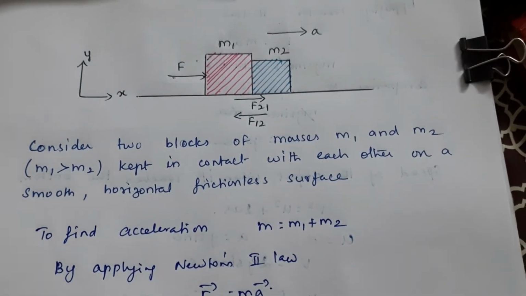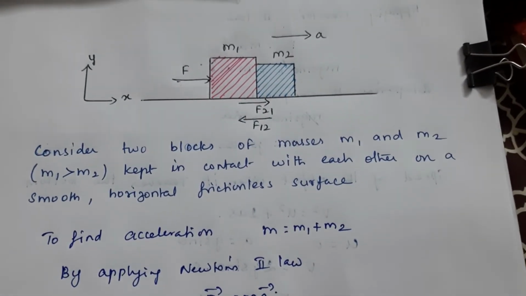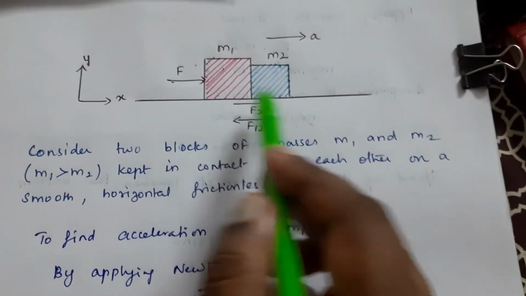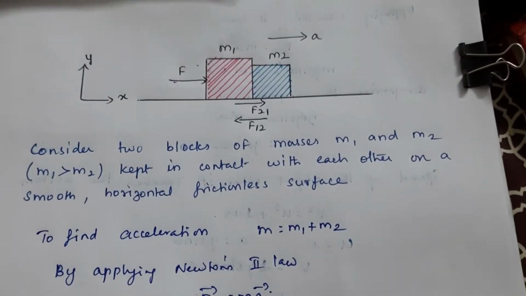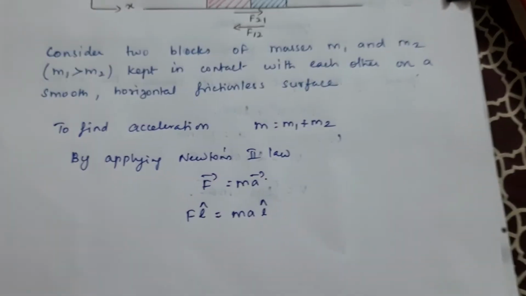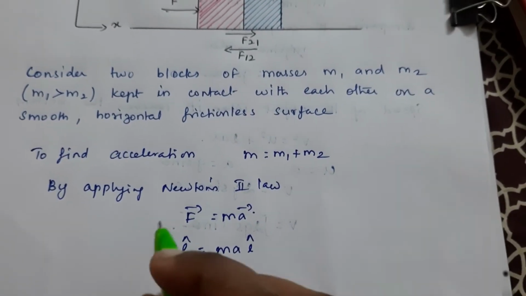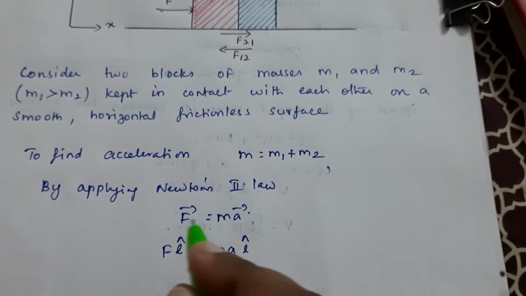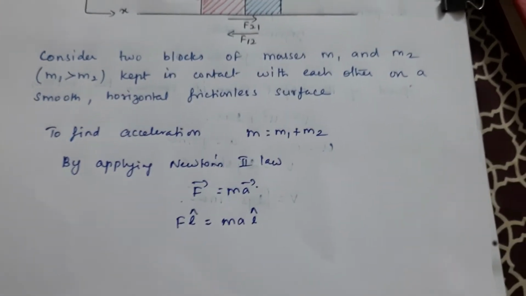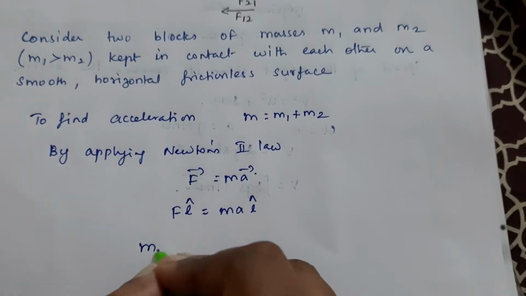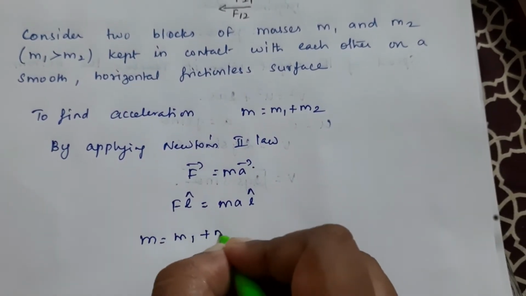So I can write F i vector is equal to m a i vector, because the acceleration of the body is also in the i direction, since the objects are moving in the positive x axis. And m is equal to m1 plus m2.